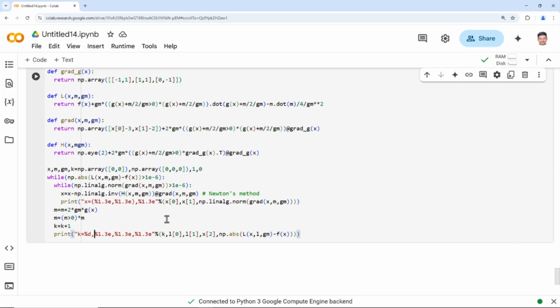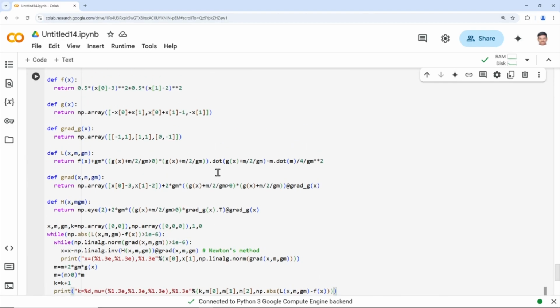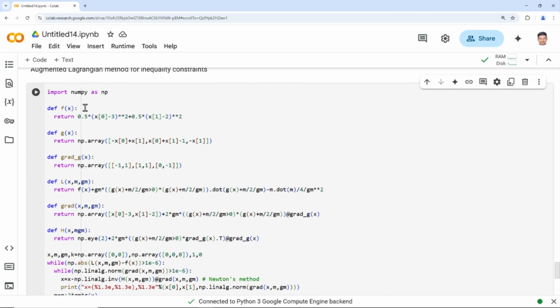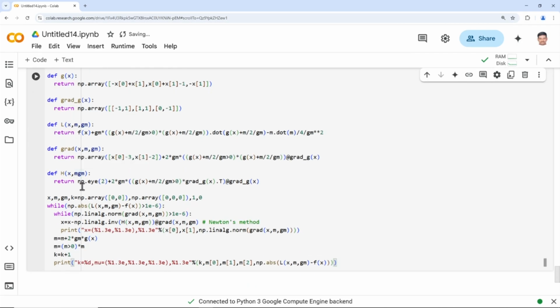And here we have this as mu. Mu has 3 components, and this is m. And here as well I need to modify m. Okay, so just going through the code, I have just defined f of x to be half of x1 minus 3 the whole squared plus half of x2 minus 2 the whole squared, g of x by these 3 constraints, the gradient of g, the L gamma gradient, and the Hessian.